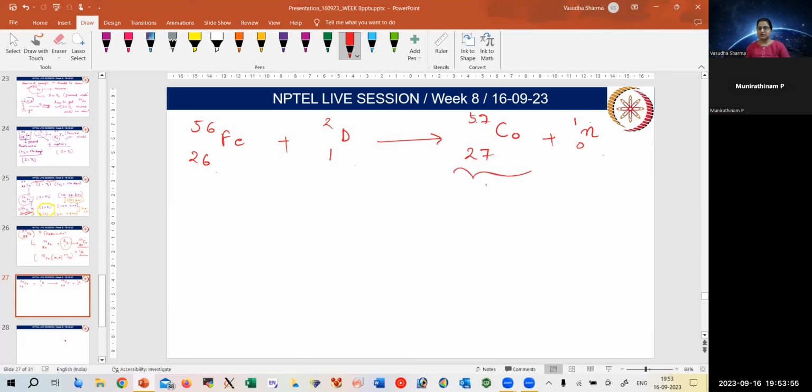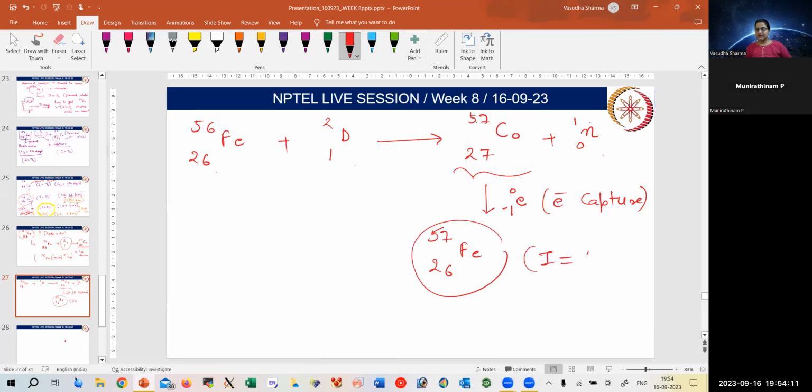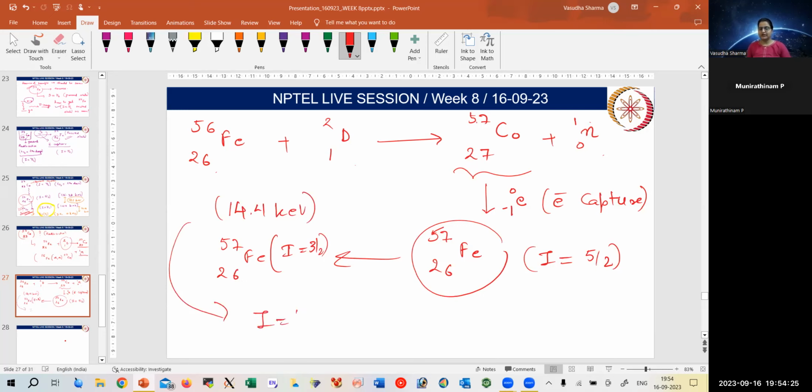From this parent nucleus, it goes to 57 iron 26. Why? Electron capture happens, it takes in an electron and goes to a 57 nucleus. That is the highest state, with I equals 5/2. Then it converts into 57 with I equals 3/2, which has 14.4 kilo electron volt, and that is required for the transition to iron 57 with I equals 1/2. So this much energy is only feasible, which is why it occurs in the Mossbauer region. Is it clear up to this point? Then we can move further.